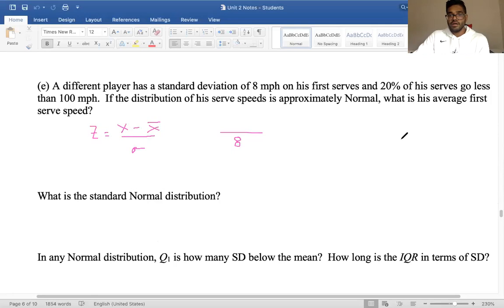Okay. We know that 20% of his serves go less than 100 miles an hour, right? So his 20th percentile is 100. So that 100 could represent my x minus x bar, which is what we're trying to solve for. And now we're going to the chart to look at what the 20th percentile is. If you look that up on the chart, you get a negative 0.84.